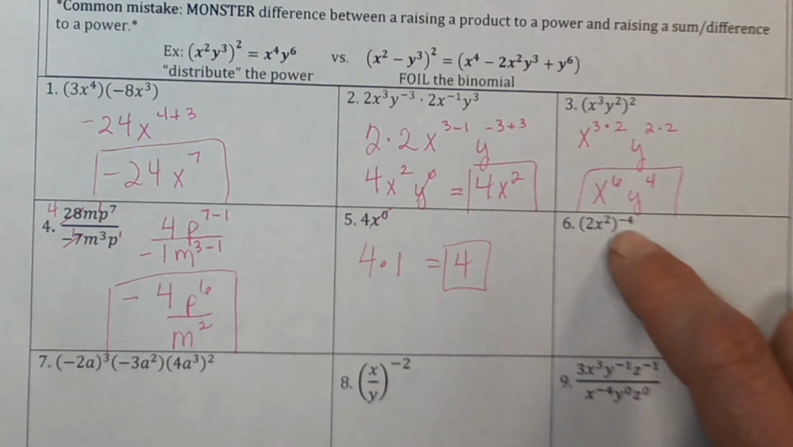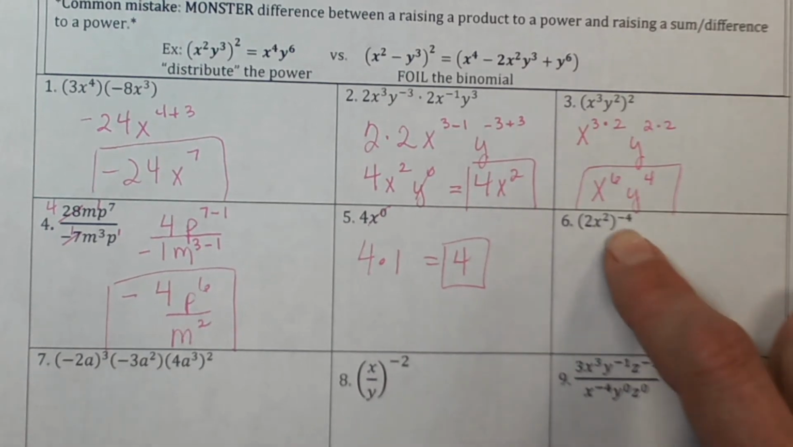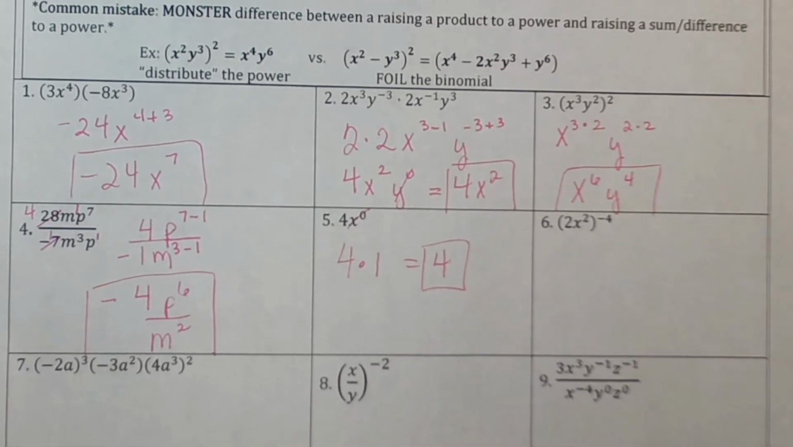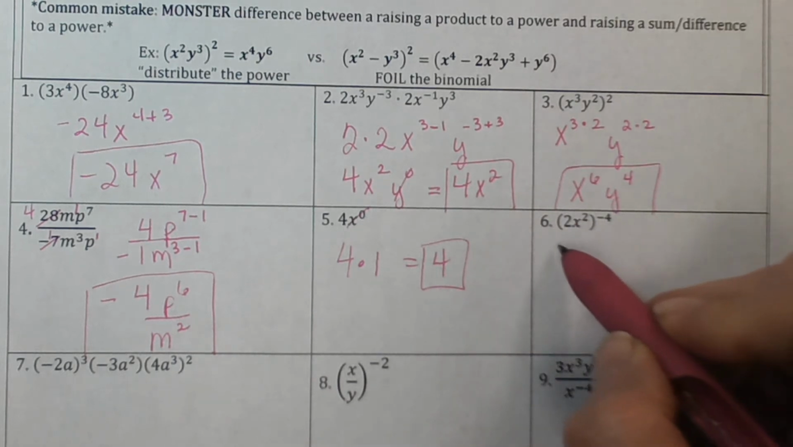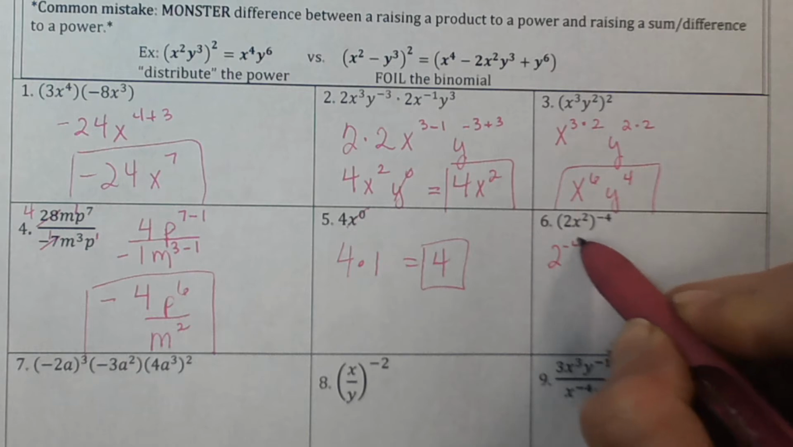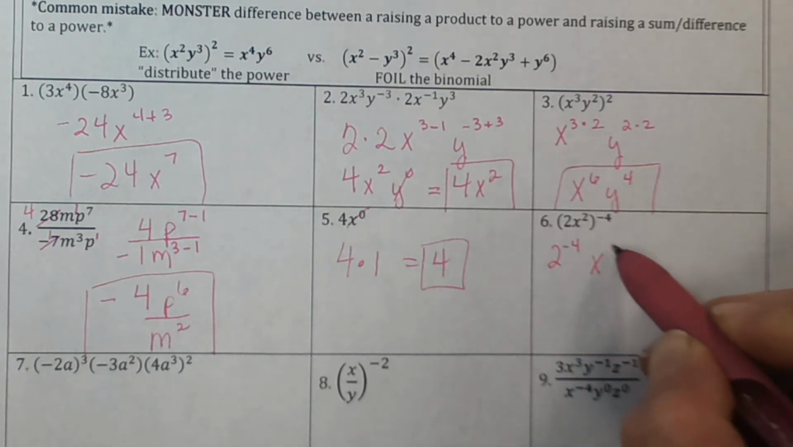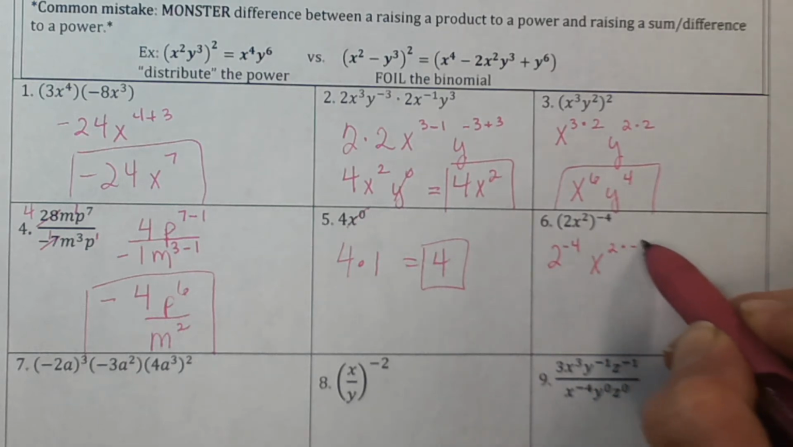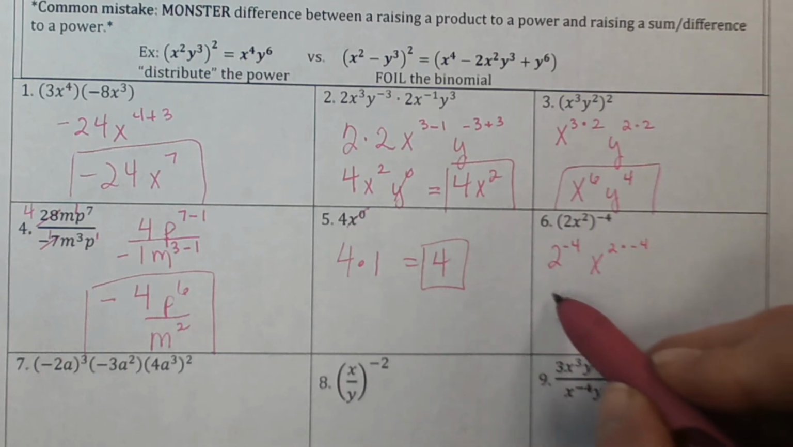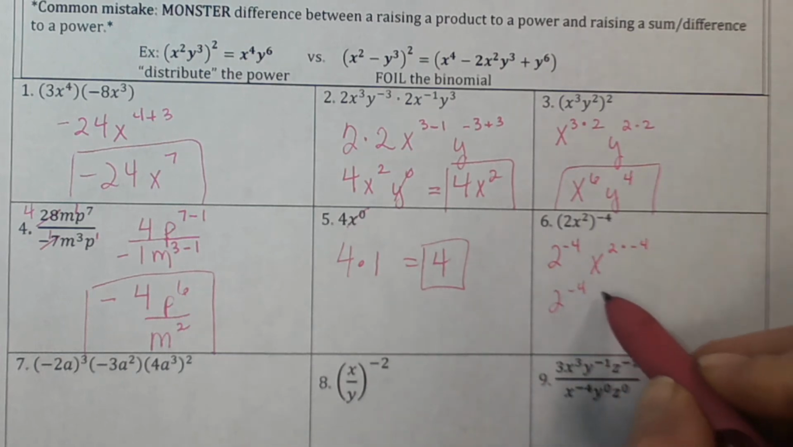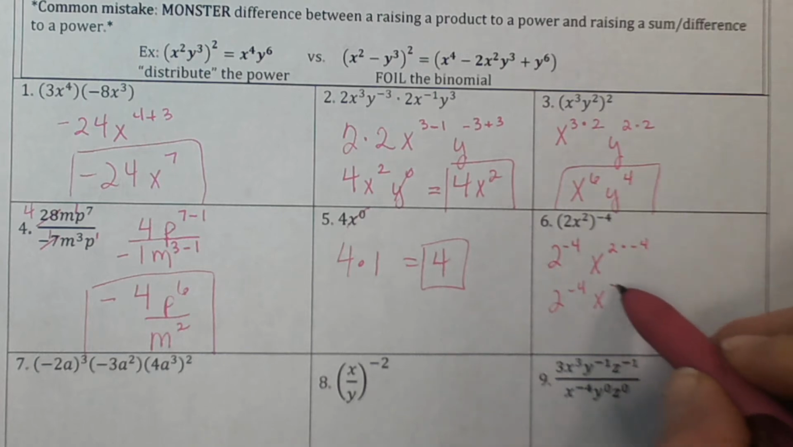Okay, now the way that I usually do this, you can do this 2 different ways. I tend to just distribute the exponent first and then take it to wherever, like if it's negative, then I move it to the other side. Okay, so then I have 2 to the negative 4 and x to the 2 times negative 4. So that gives me 2 to the negative 4 over x to the negative 8.